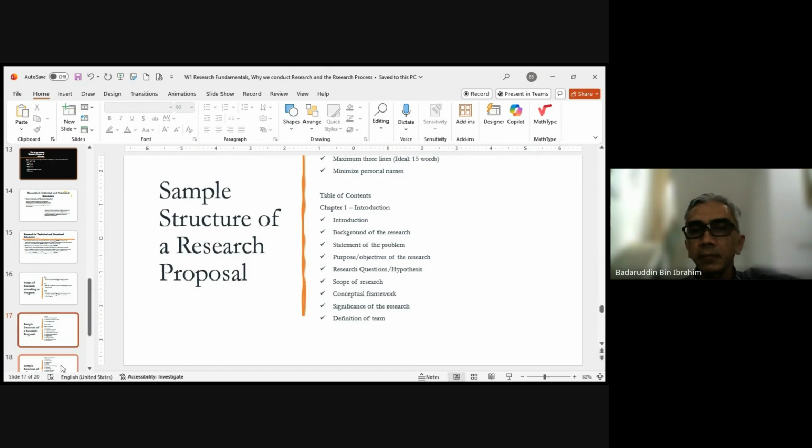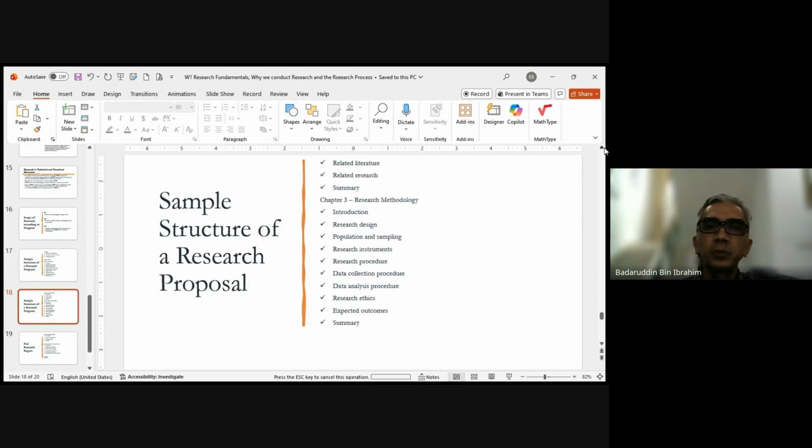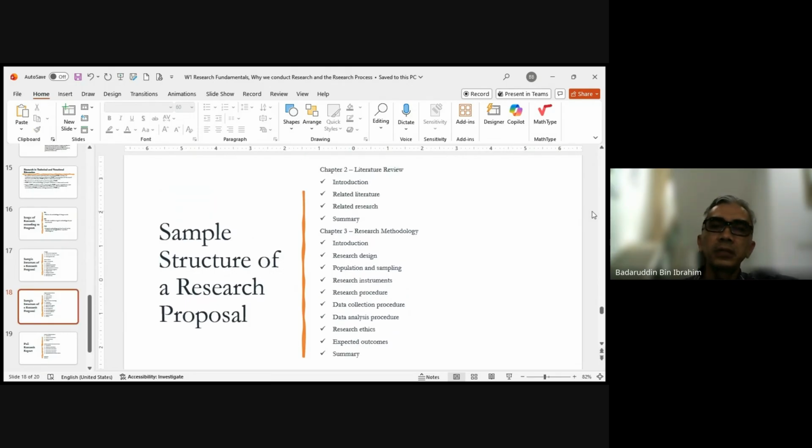And then go to chapter 2. This chapter 2, literature review, is kind of an open-ended section. There is no one right formula for how many subheadings you need to have in your chapter 2. You can have 10 subsections. You can have 5 subsections. It's up to you, depending on the topics.